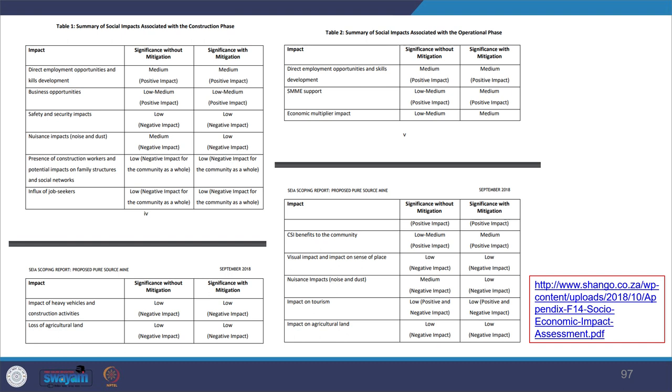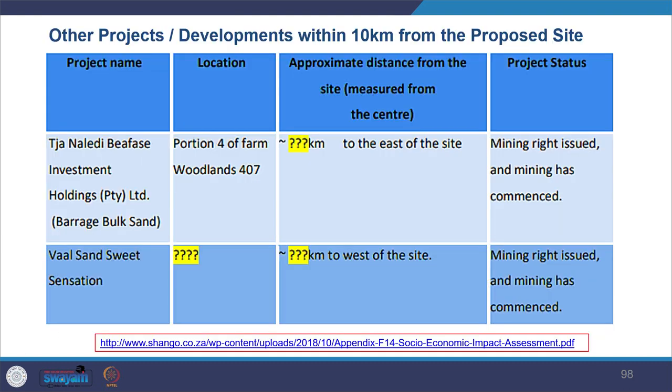Then you can see in the next table, summary of social impact associated with the operational phase. The first one was the construction phase. Here you're looking at the operational phase, what kind of employment it is generating, what's the significance of the impact without mitigation and with mitigation.